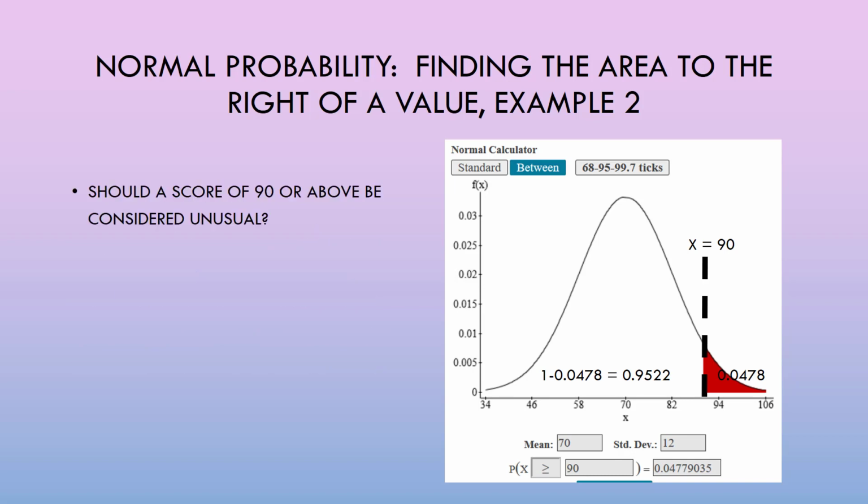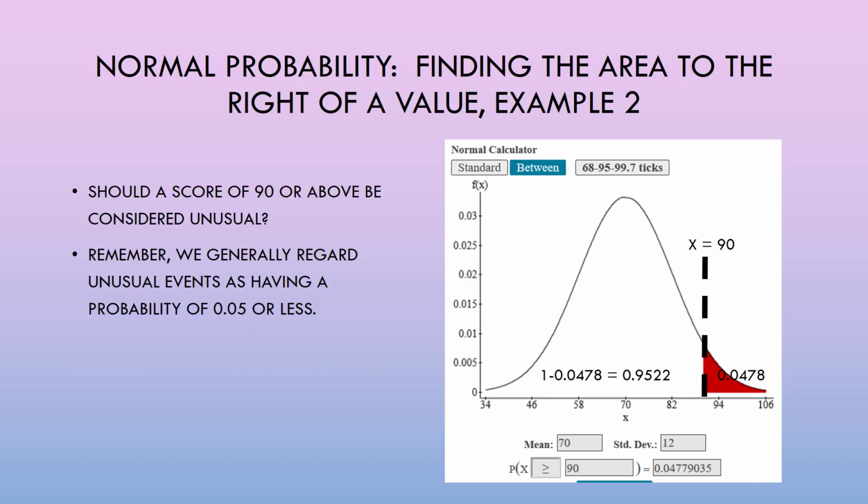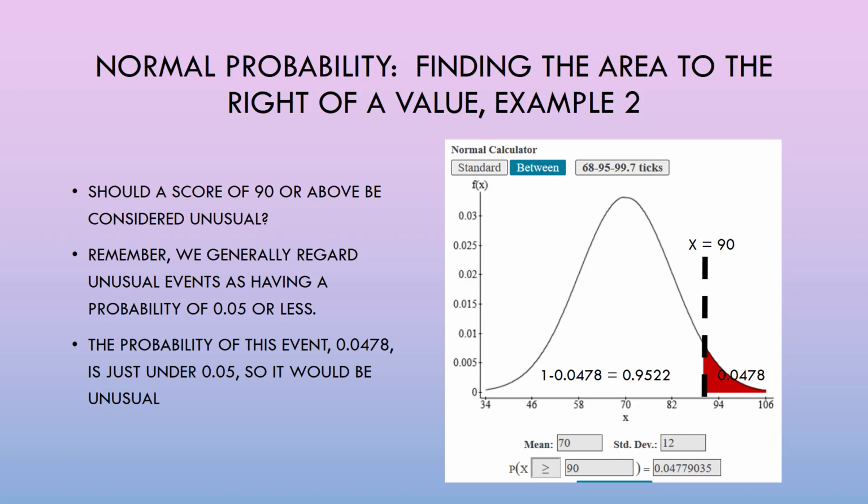Should a score of 90 or above be considered unusual? Remember, we generally regard unusual events as having a probability of 0.05 or less. The probability of this event, 0.0478, is just under 5%, so it would be considered unusual.